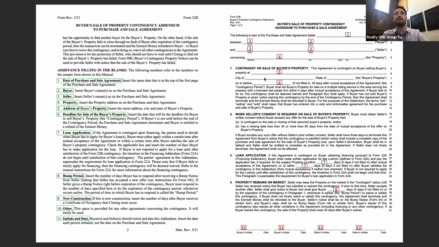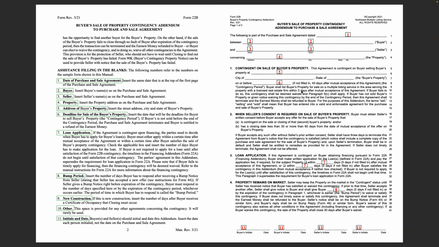That's pretty self-explanatory. Line 7, this is a timeline, and this timeline is 45 days if left blank. This is something that is often confused. It says the agreement is contingent on the buyer selling the property on or before 45 days. Really important. That's not the property being sold in 45 days. It's pending. For the purposes of this addendum, that timeline, selling the buyer's property means pending. It does not mean sold and closed. Okay, so that's the first timeline.